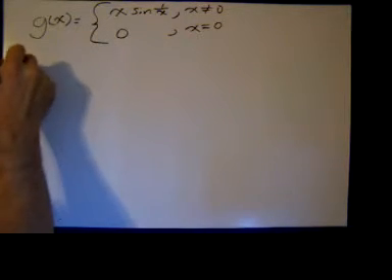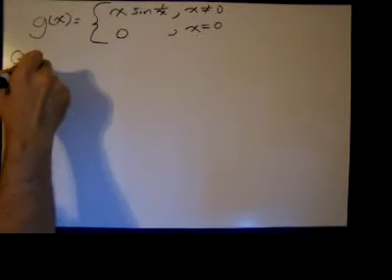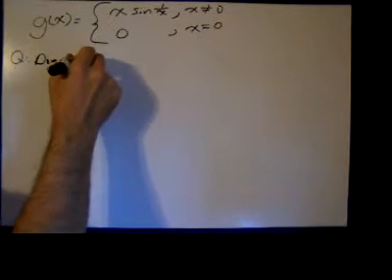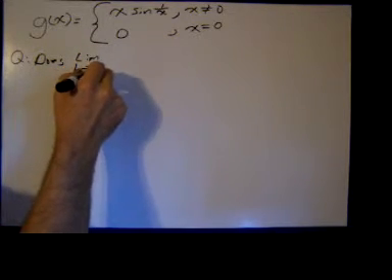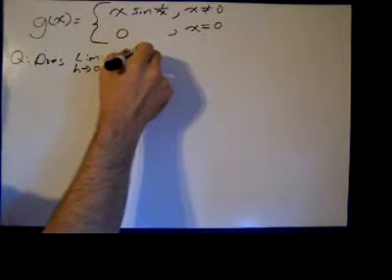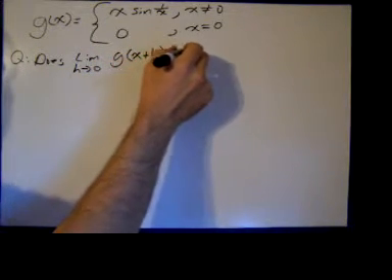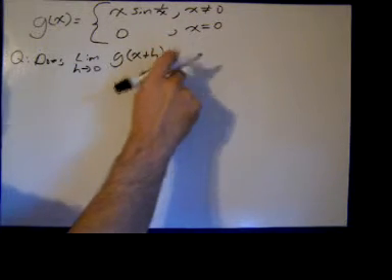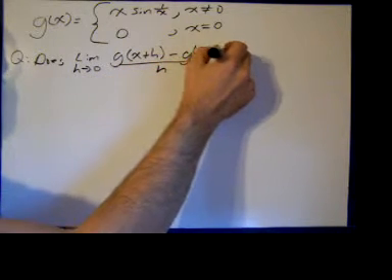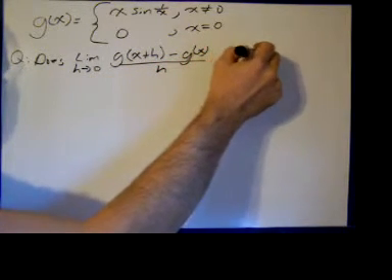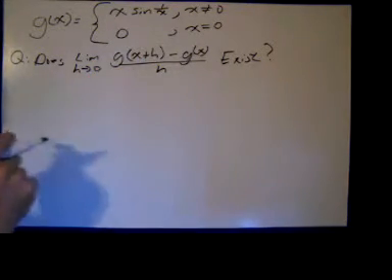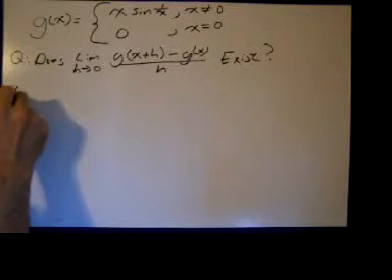The other question, and more important to this, is: does the limit as h approaches 0 of g of x plus h minus g of x, over h, exist? And that's the question we have to ask ourselves. Now in this case, x is going to be 0, so we'll just go about seeing if this limit exists.